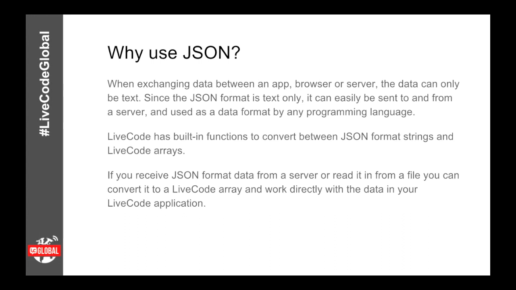So why would we choose to use JSON? When you're exchanging data between an app and a server or a browser and a server, the data can only be text. Since the JSON format is text only, it can easily be sent to and from a server, and it can be used as a data format on its own. So not coming from a server, but actually stored in a local file, in a JSON file, by any programming language. LiveCode has built-in functions to convert between JSON strings and LiveCode arrays.